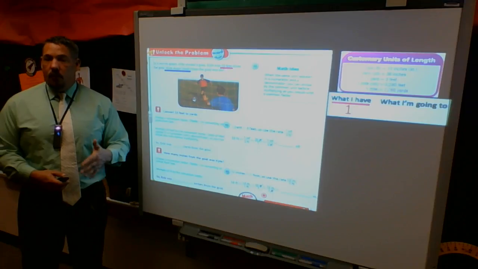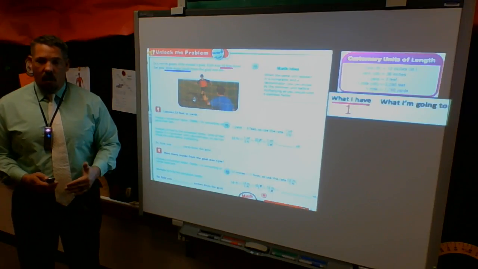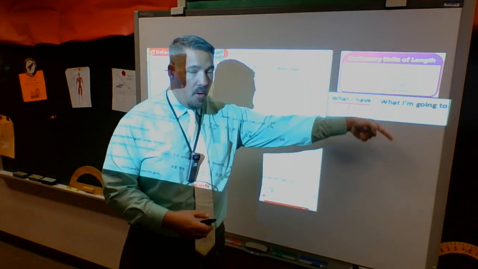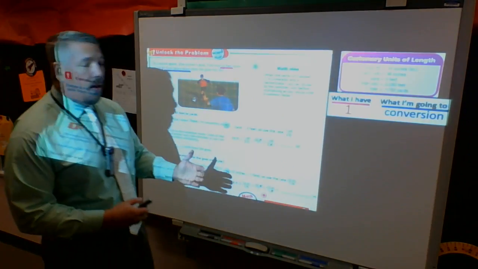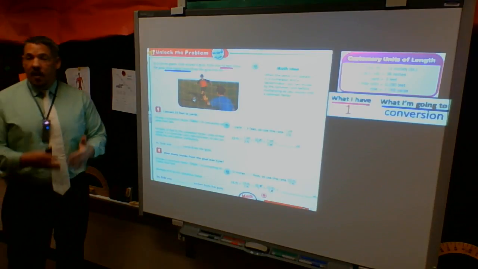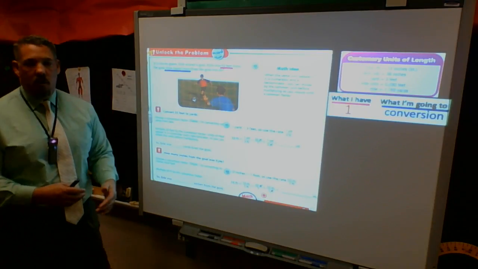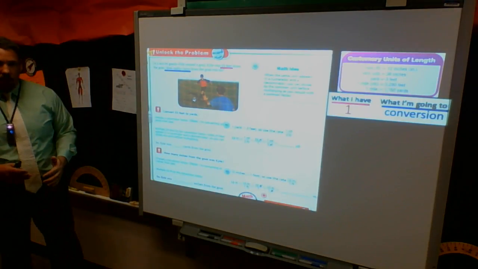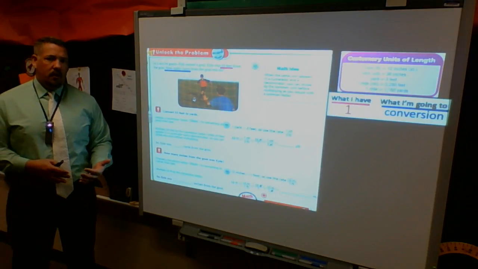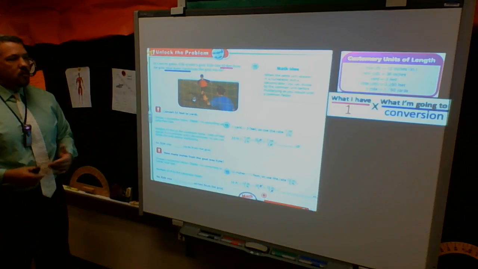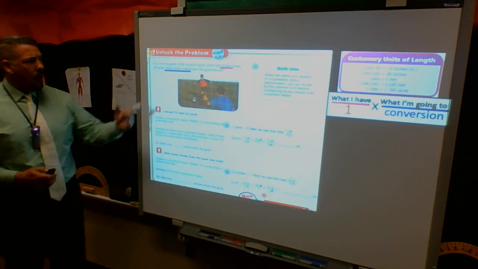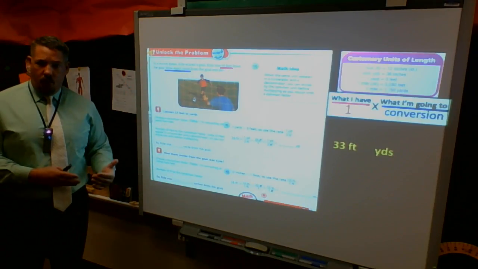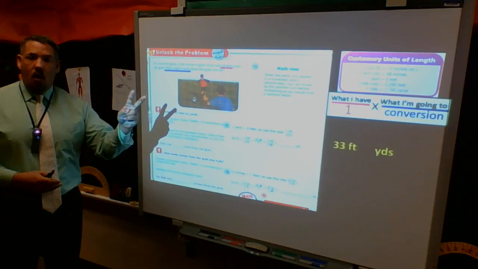The other one is always over what we call the conversion factor itself. And what that means is whatever this label is up above, this label has to be down below. That allows me to convert or change it into the measurement, the unit of measurement that is up on top. Now, that may have sounded really confusing. Hopefully it'll become a lot clearer as we work through these. So let's look at what we're talking about. I'm going from 33 feet to yards. So I'm going to write down first what I have and what I'm going to.